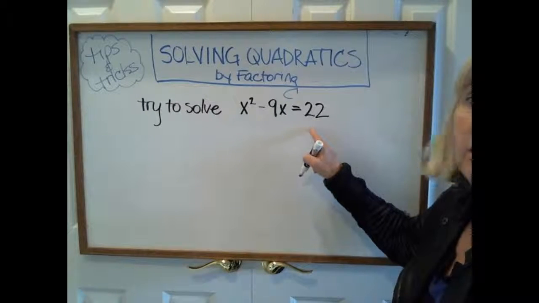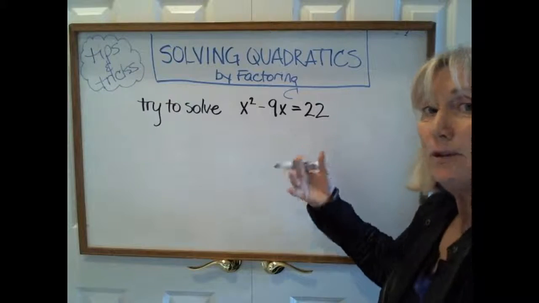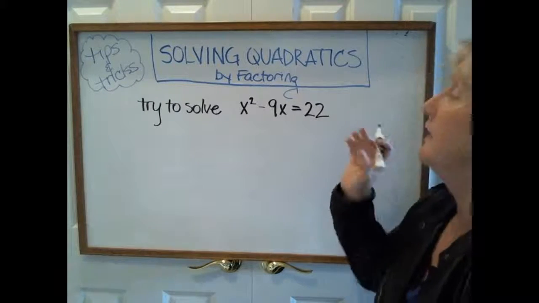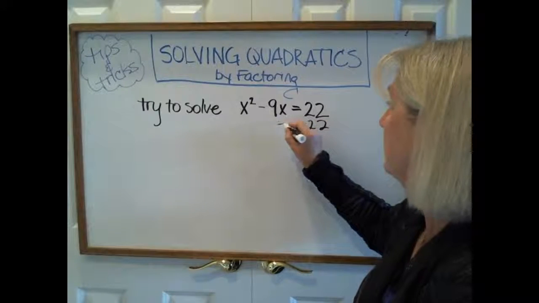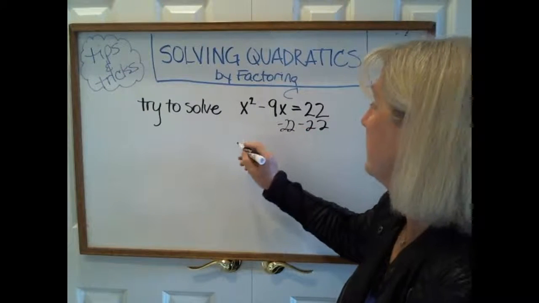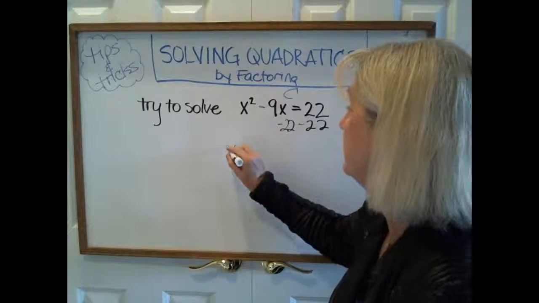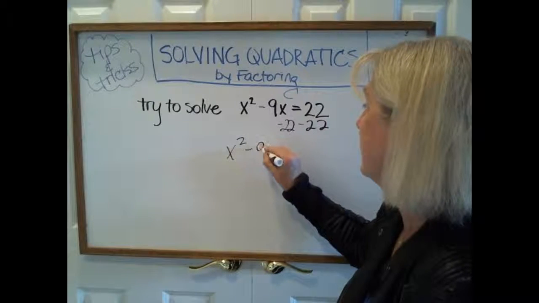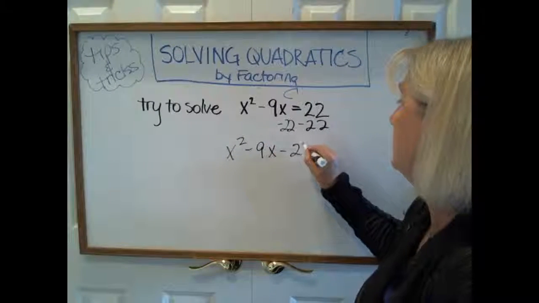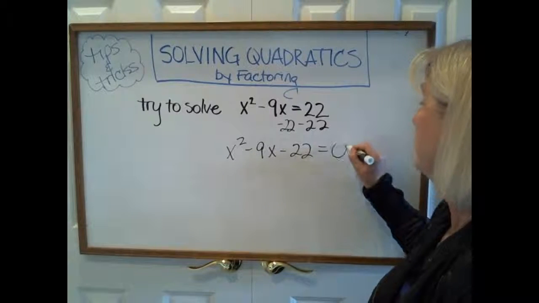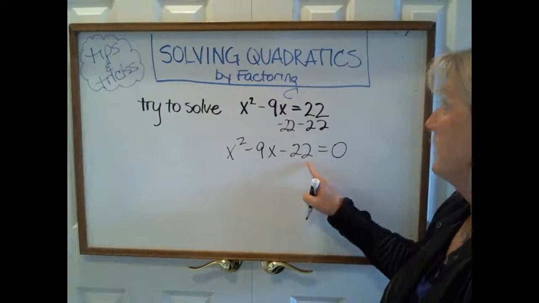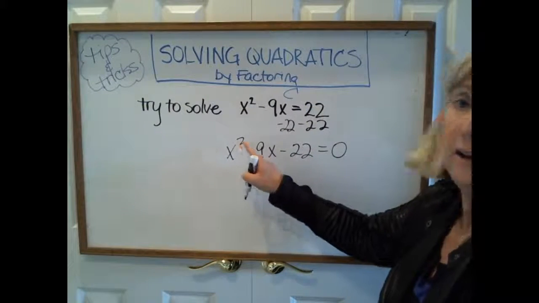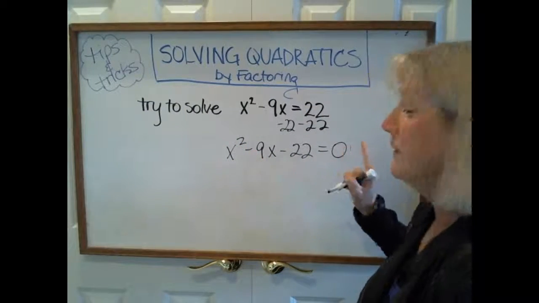All right, so given that, we need to have this equal to 0. So that's one of the tips and tricks. Always make sure that your equation is equal to 0. So I'm going to subtract 22 from both sides. So I'm going to have x squared minus 9x minus 22 equals 0. So this would be in quadratic form. This is a quadratic, meaning anything with an x squared equaling 0.